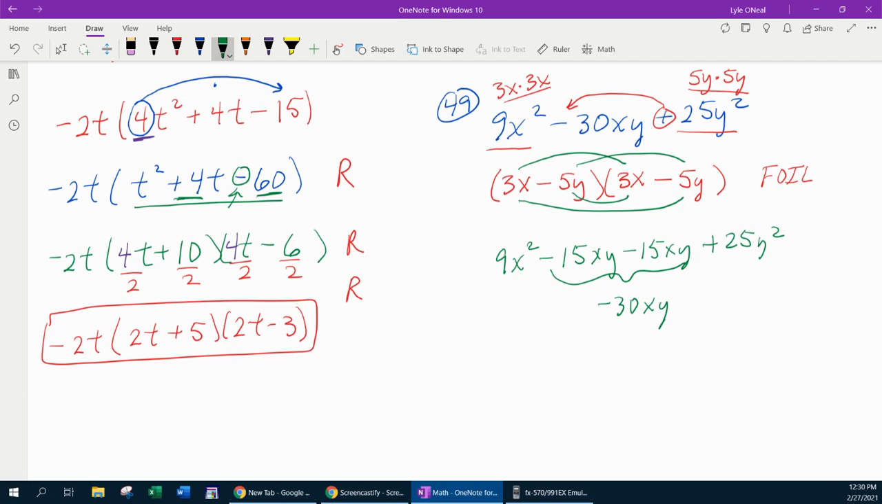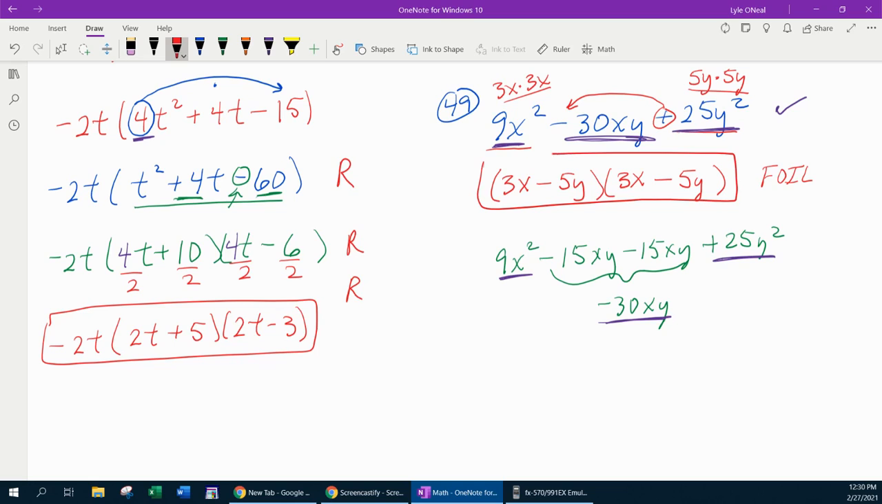And so you can see that when we FOIL, we get our 9x squared minus 30xy plus 25y squared. So we do get our problem back, which means that we do have it factored correctly. And so let's put a box around that because that is the answer, and we verified it is correct.